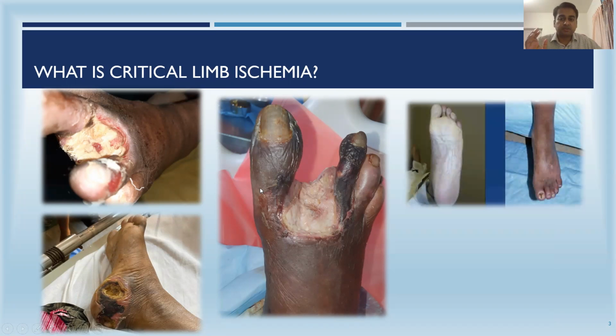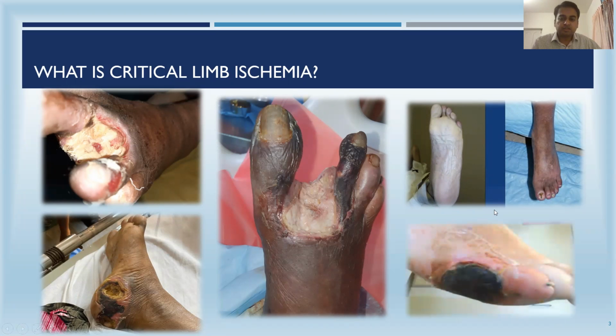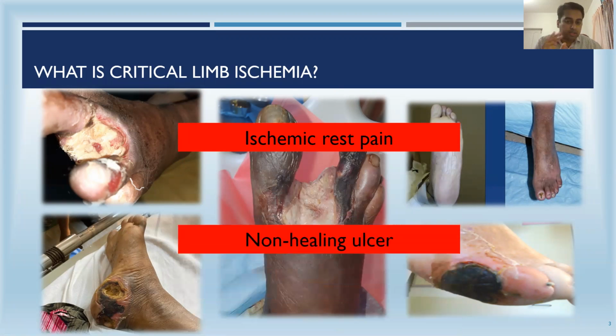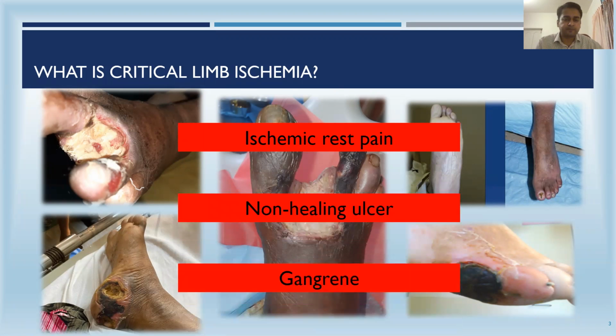This gentleman has been having severe rest pain for the last 2 to 3 weeks, and he has barely been able to sleep. You can see he keeps his limb dangling from the bed, and also some sort of edema has come because of that. This old frail gentleman actually didn't have any symptoms. One day his son came to visit him, and his son is the person who found this particular lesion in his foot, and you can see that it doesn't look healthy at all. So in short, critical limb ischemia is an entity if any of these are present: ischemic rest pain or a non-healing ulcer or gangrene.